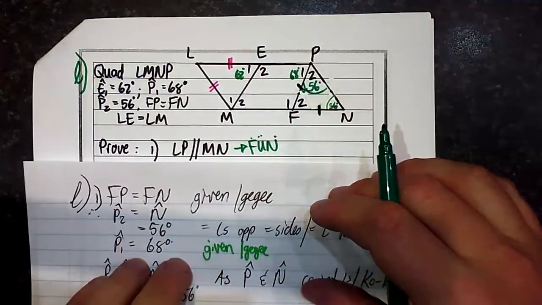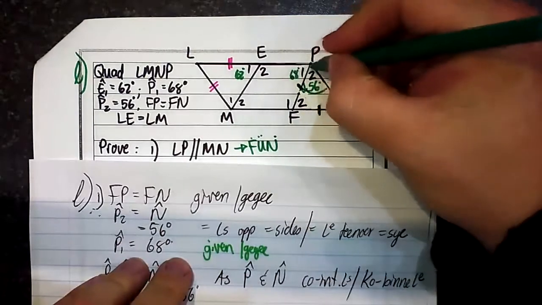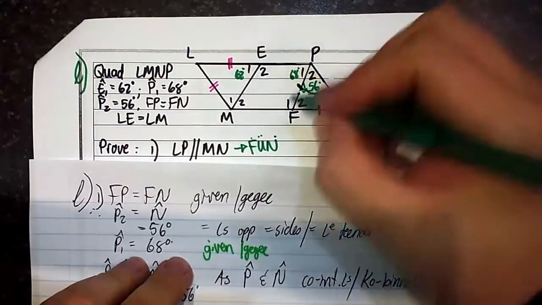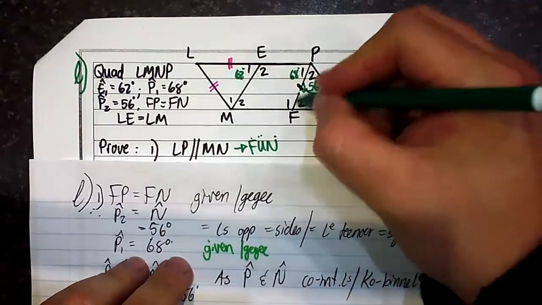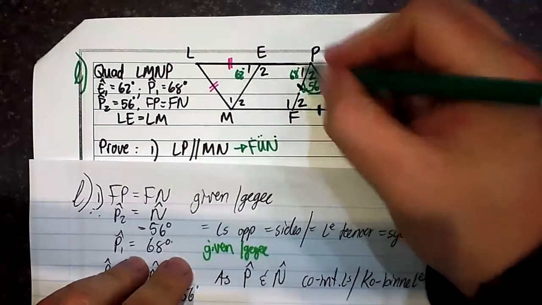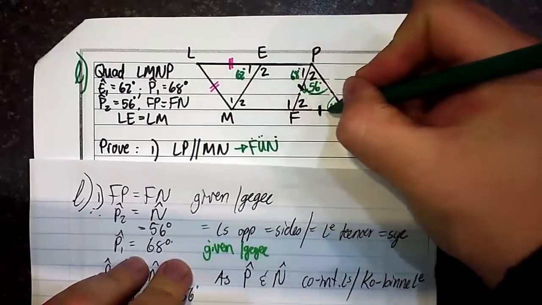All right. And they tell us that P1 is 68 degrees. So you can now either use interior angles to find F2. If it is 68, then these two lines are parallel.